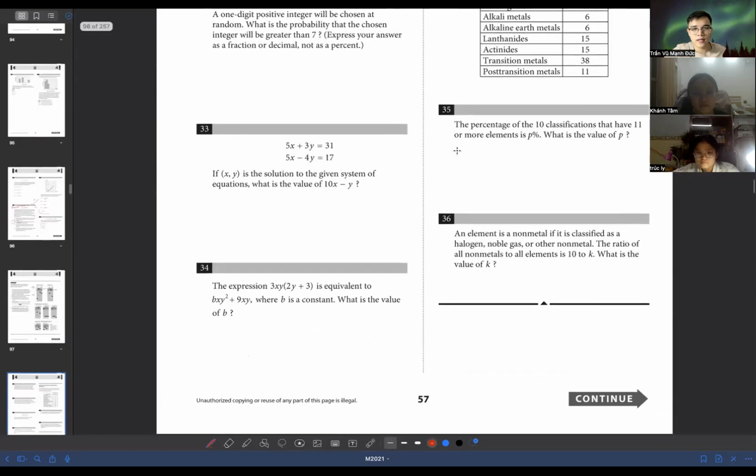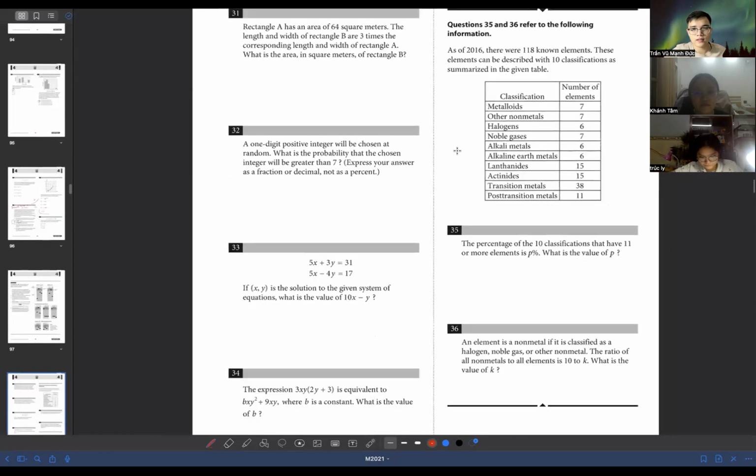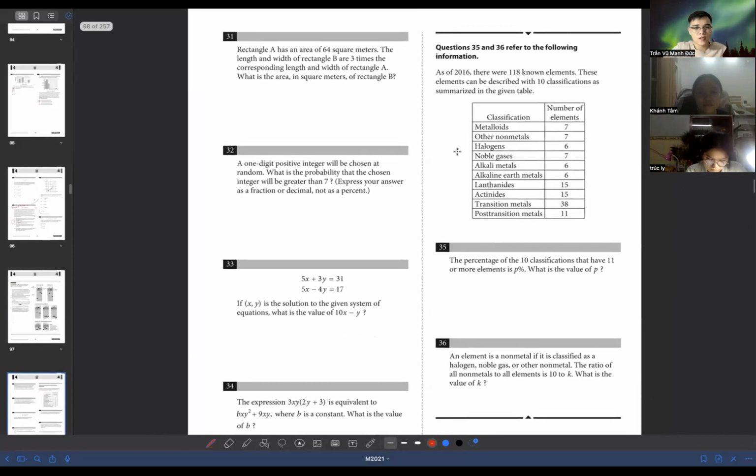35 to 37. Okay, it's Lena's turn. 35 is 40. What's the value of B? 40. How did you come about 40?